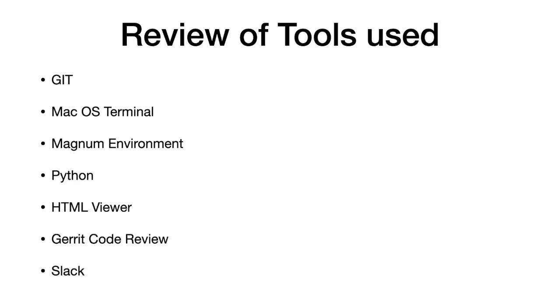These are the tools used in my mentorship. Git, a version control system. macOS Terminal, which is a program on the Mac that allows us to access the command line. The Magnum environment, Magnum being an OpenStack API service developed by the OpenStack containers team. Python, a high-level language. An HTML viewer such as a web browser to view those coverage reports. Gerrit code review to allow us to gather feedback from our peers. And Slack as a source for open communication with Stig and Scott, who were members of Stack HPC.